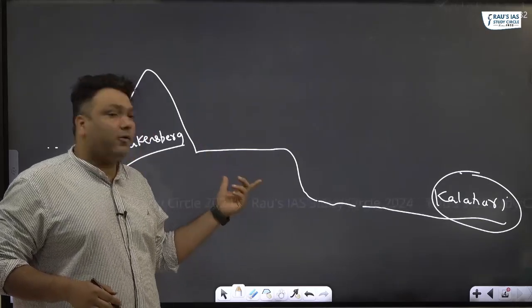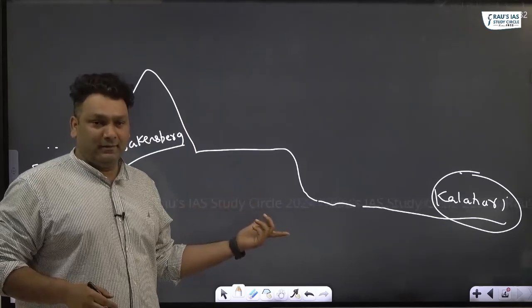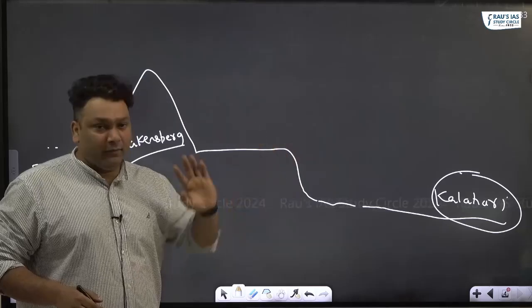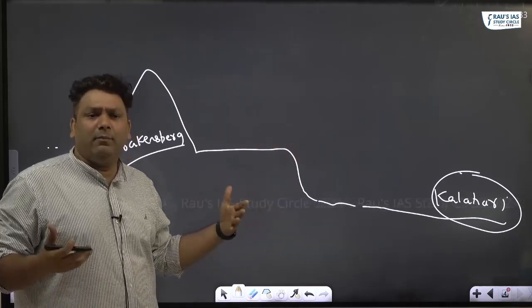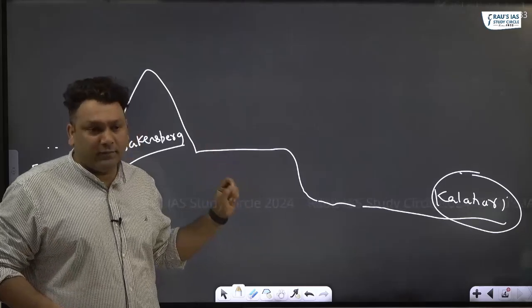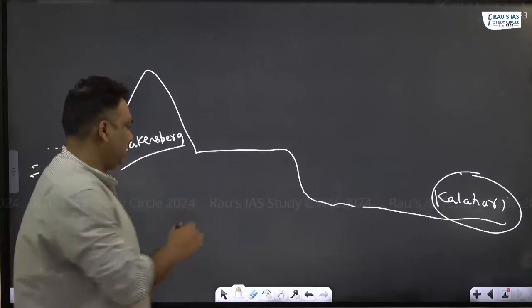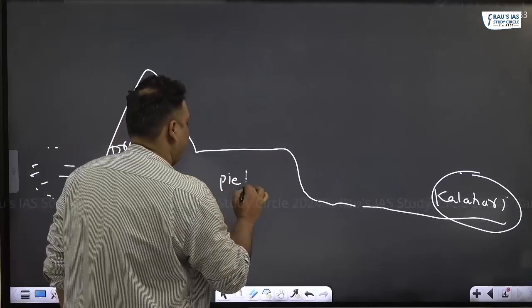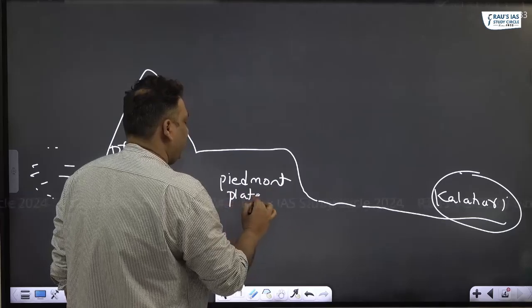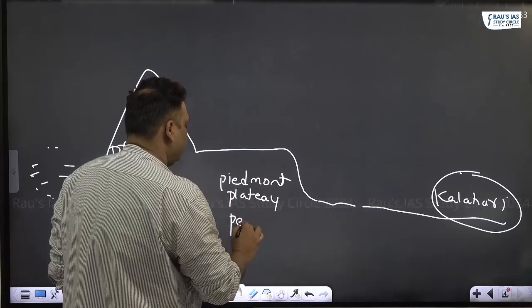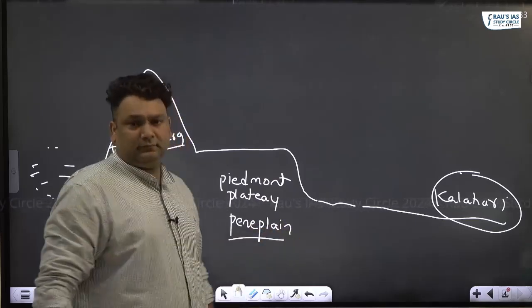It's also called Piedmont. It's also called peneplain. There are so many names over here. Basically, it is forming a plateau kind of thing because of the accumulation of the debris. Simply, you can call it a Piedmont plateau. Sometimes it is also called peneplain.